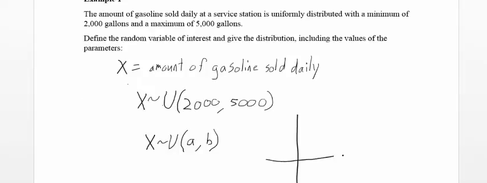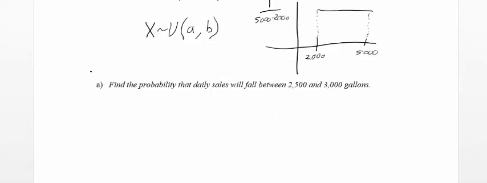Uniform distribution we can write as a geometrical shape. It looks like a rectangle with a minimum at 2,000, a maximum at 5,000. The height of my curve, even though it's just kind of a straight line, that's supposed to be a straight line, is 1 over b minus a, or in this case 1 over 5,000 minus 2,000. Let's take a look at A. Find the probability daily sales fall between 2,500 and 3,000 gallons.